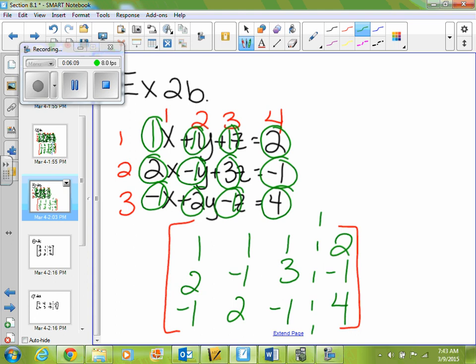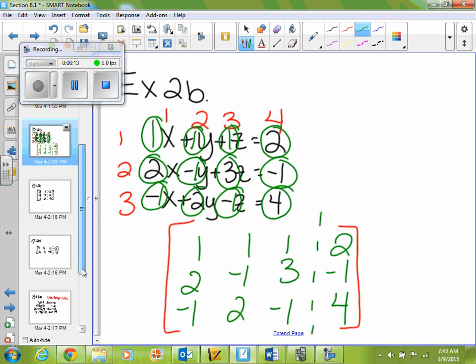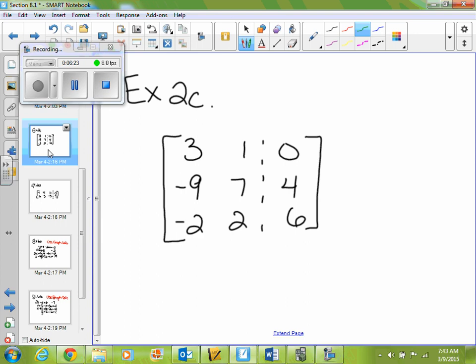Okay, so there's an augmented matrix for my second set of equations. Then we're going to look at solving some systems. First, we're going to look at writing a system from an augmented matrix, then we're going to look at solving them.